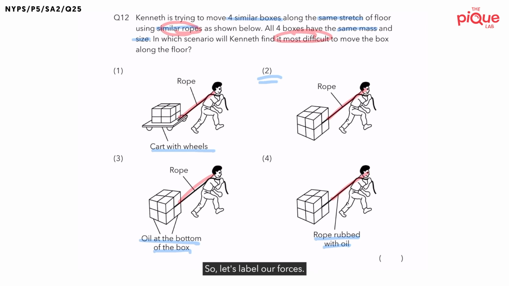So let's label our forces. Are there any other forces acting on the box? Remember, there's just one force that acts on all objects at all times. What force is that? That is gravitational force. Let's label. Alright, I'm going to use GF as a short form for gravitational force. Are there any other forces acting on the box? Actually, there is. Think about it.